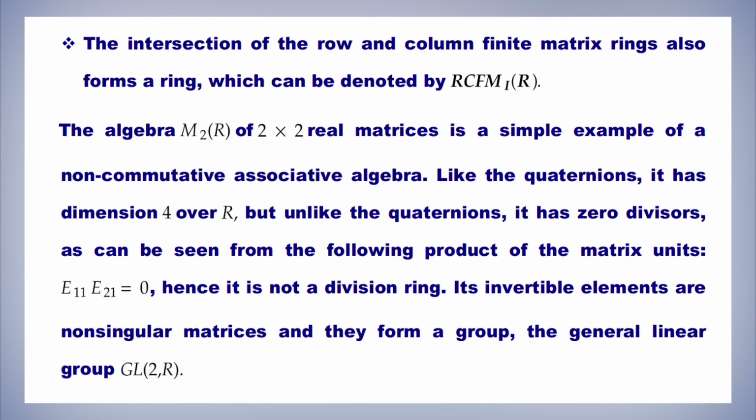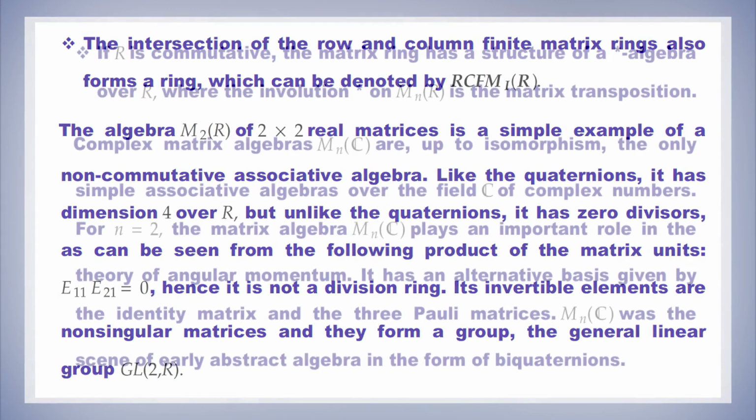The algebra M2(R) of 2 by 2 real matrices is a simple example of a non-commutative associative algebra. Like the quaternions, it has dimension 4 over R, but unlike the quaternions, it has zero divisors, as can be seen from the following product of the matrix units: E11 E21 is equal to 0, hence it is not a division ring. Its invertible elements, or non-singular matrices, form a group, the general linear group GL(2, R).